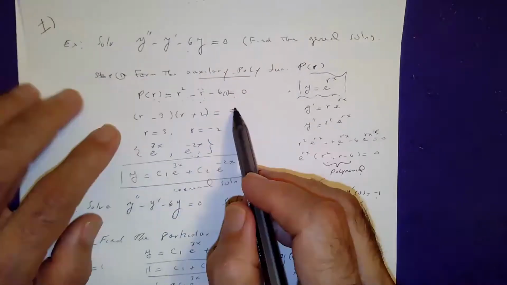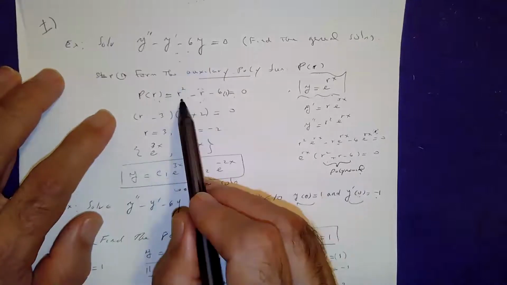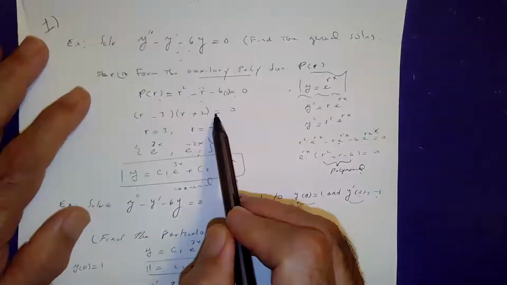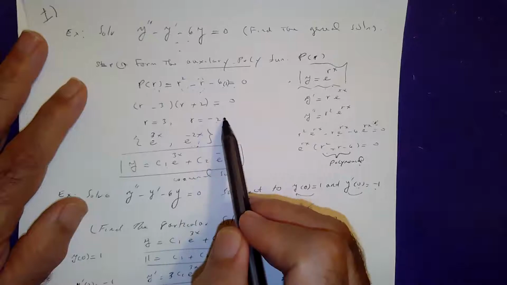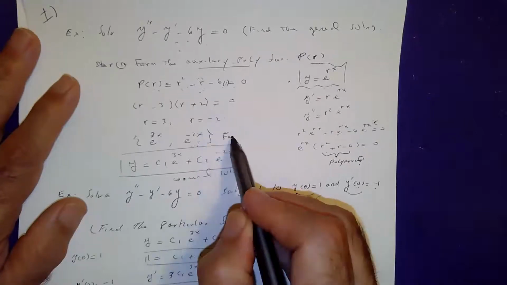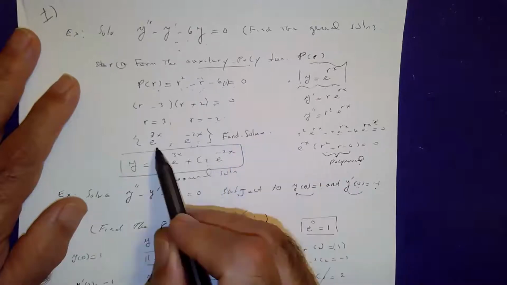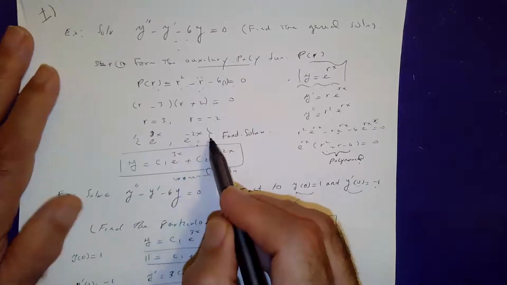So the auxiliary polynomial for this differential equation looks like r squared minus r minus 6. You can factor it, so you get 3 and negative 2 for the roots of this auxiliary polynomial. Therefore, the fundamental solutions are e to the power of 3x and e to the power of negative 2x.